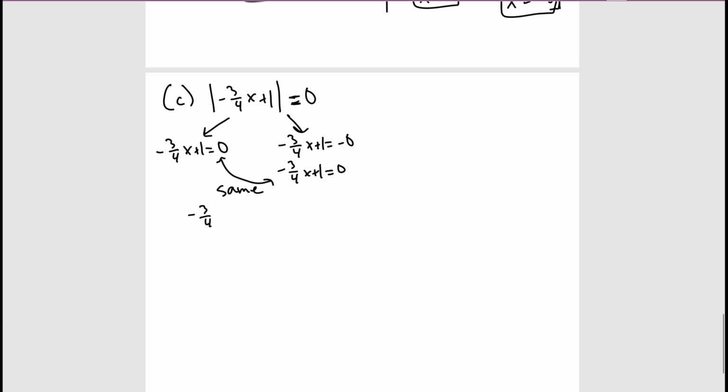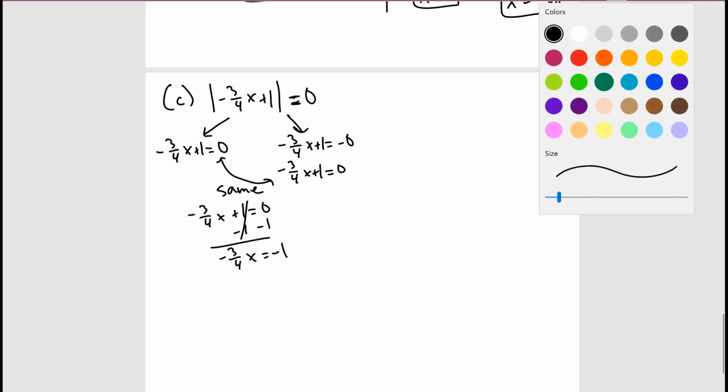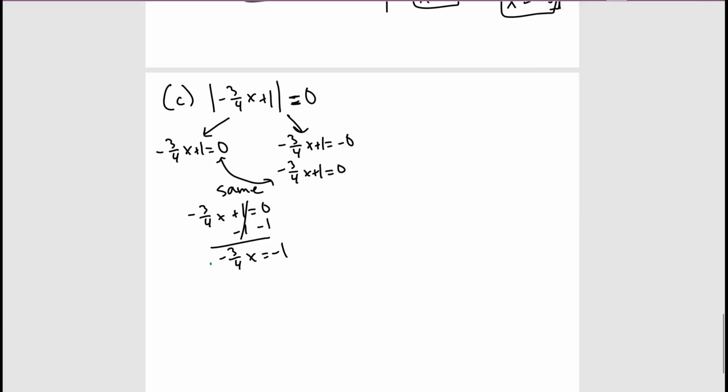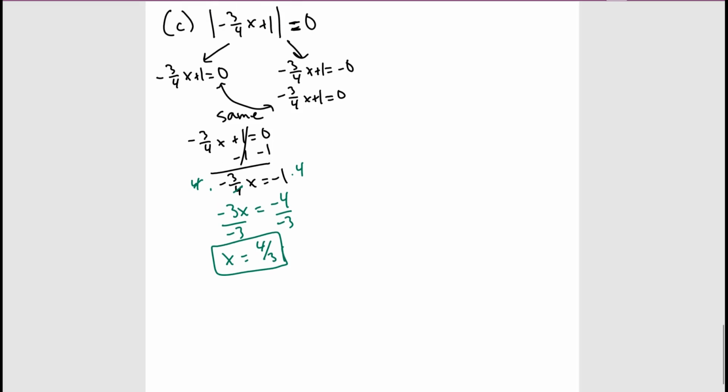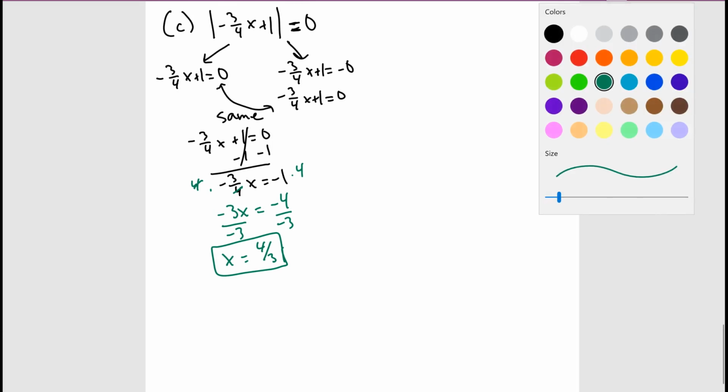So it's -3/4 x plus 1 equals 0, minus the 1 to both sides. So -3/4 x equals -1. Now I need to get the 4 out of there, so I'm going to multiply by 4 to both sides. That's going to go away. So I have -3x is equal to -4, and then I'm just going to divide by this -3. x is equal to a negative and a negative is going to give me a positive 4/3, and that is my answer. All right, let's do a couple more.